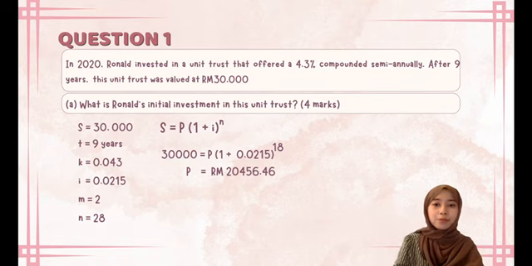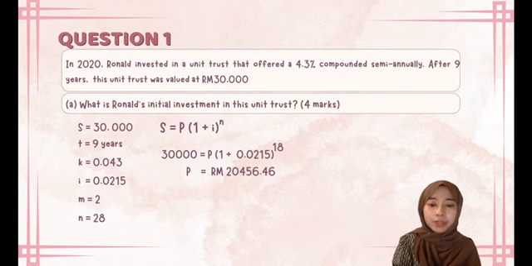As we can see the formula here, we just put the details we get from the question into this formula. We will leave P as P because this is what we will find. After putting in all the information, we will use shift solve to solve this question. P is equal to 20,456 and 46 cents. So this is the final answer for A.